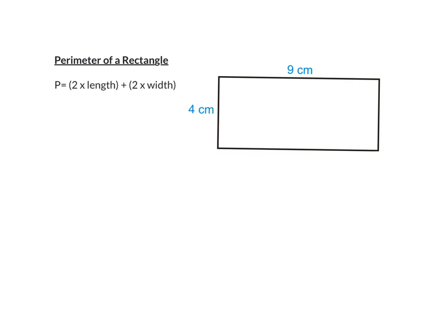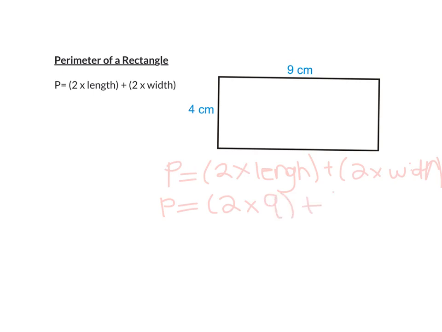So I can start off with writing down my formula. So P equals 2 times length plus 2 times width. P equals, and I can start plugging in, so 2 times, I know my length is 9 centimeters, so 9 plus 2 times my width, which is 4 centimeters. Okay, so I have everything plugged in.